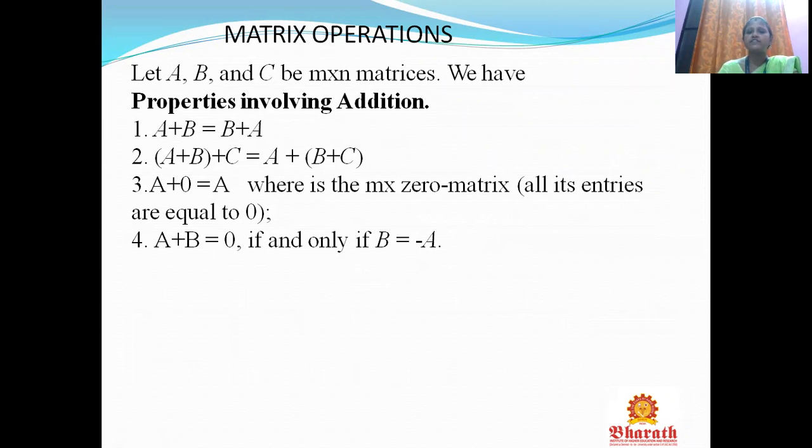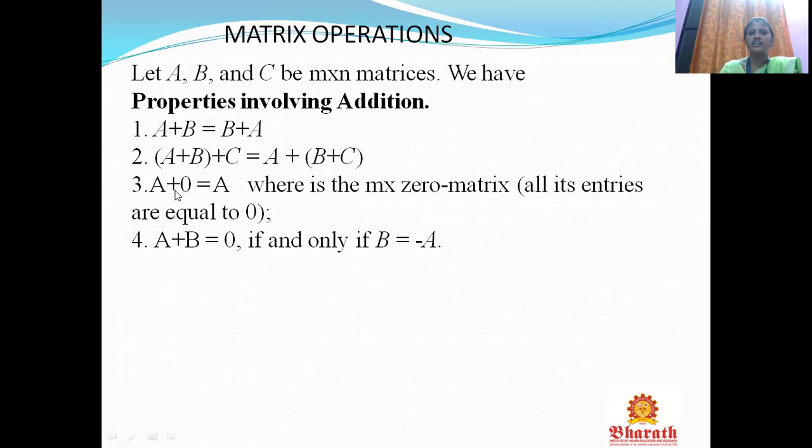So the properties involved in the matrix operations is mainly addition. So the properties are: first, A plus B is equal to B plus A. Next, (A plus B) plus C is equal to A plus (B plus C).